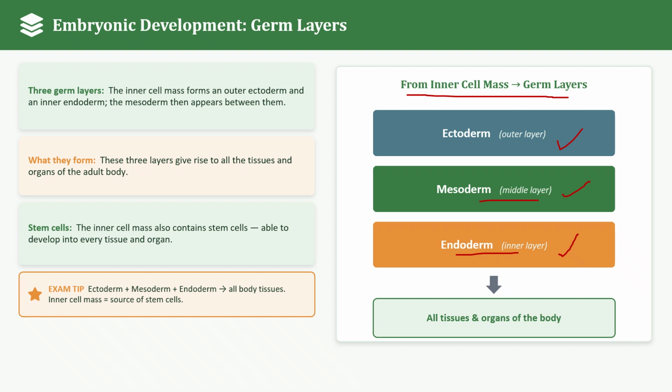Okay, let's talk about the stem cells. What are stem cells? The inner cell mass also contains the stem cells, which have the ability to develop into almost every tissue and organ of the body. What you should remember from the exam point of view is ectoderm, mesoderm and endoderm form the entire human body, because they produce all organs in our body, right? So let's move on to the next one.